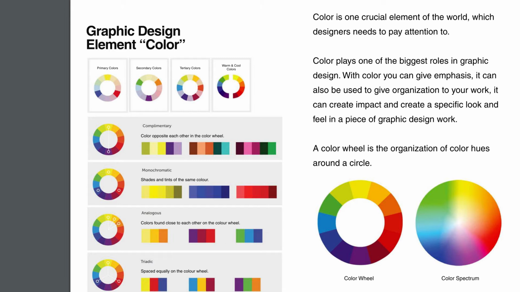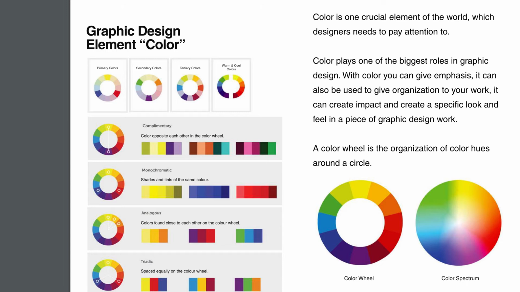So in color, we have primary colors, secondary colors, tertiary colors, then warm and cool colors as illustrated on the screen. Then we have complementary colors, opposite each other on the color wheel, and monochromatic, shades and tints of the same color. We'll talk about shades and tints in the next video. Then we have analogous colors, found close to each other on the color wheel. Then we have triadic, spaced equally on the color wheel.